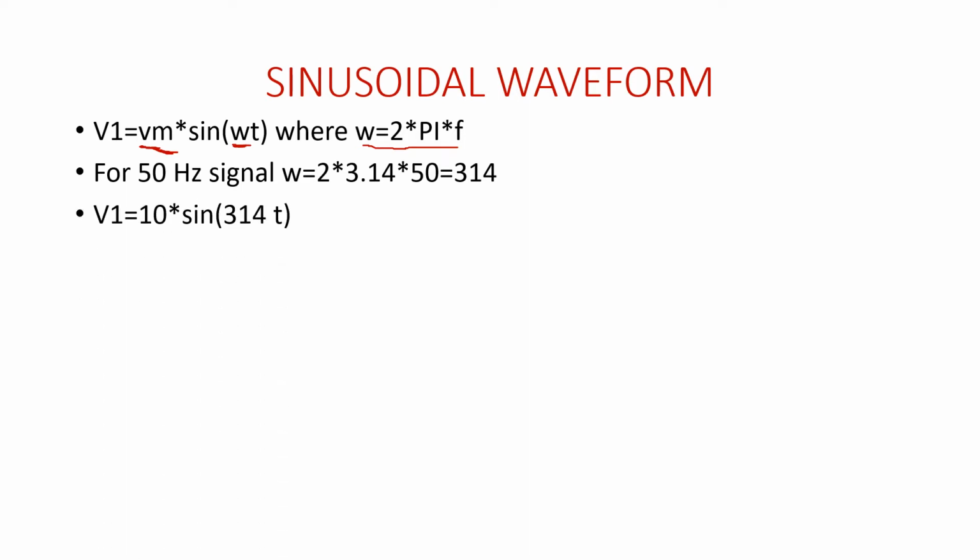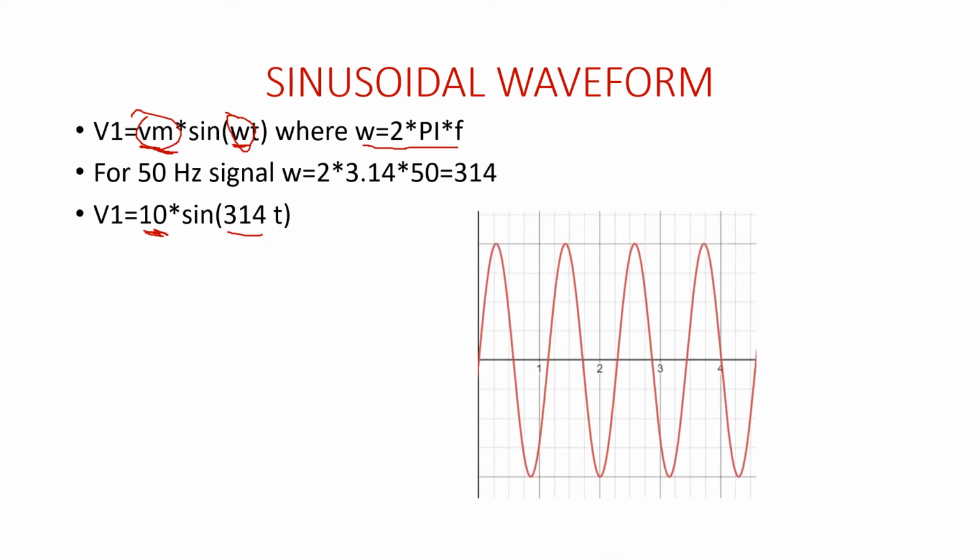Then I am taking a simple example of V1 equal to 10 sin 314t, where 10 is your Vm, that is magnitude represented here, and 314 is omega, which is represented here. So based on this, I am going to plot a waveform. I will be finding the waveform like this. So this is your Vm, that is equal to 10 because magnitude is 10. Okay. Then 314t, omega, that is frequency of oscillation.